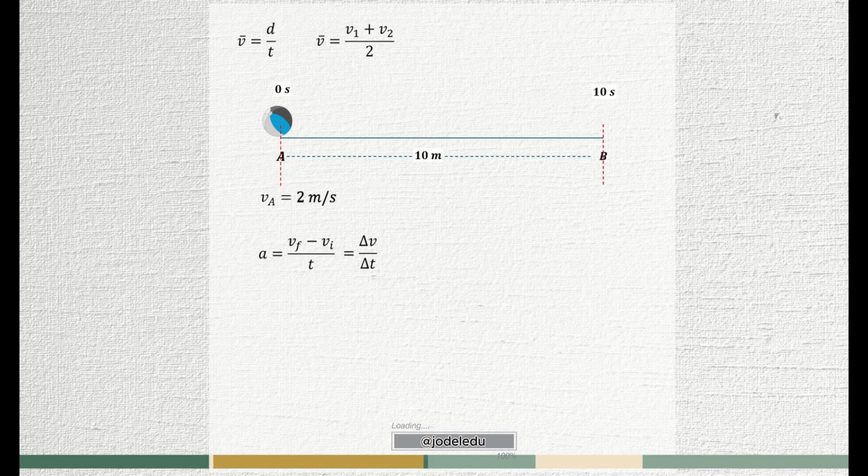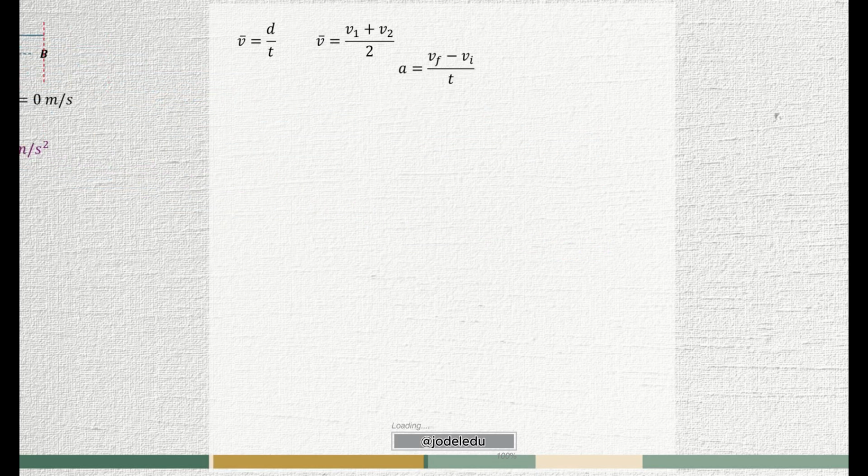Suppose the ball starts at 2 meters per second at point A and gradually slows down to a stop in 10 seconds at point B. To calculate acceleration, we divide the change in speed by the change in time. The change in speed is 0 minus 2 meters per second, which equals minus 2 meters per second. Dividing this by 10 seconds gives us minus 0.2 meters per second squared. This means the ball's speed decreases by 0.2 meters per second every second, taking 10 seconds to reduce from 2 meters per second to 0.